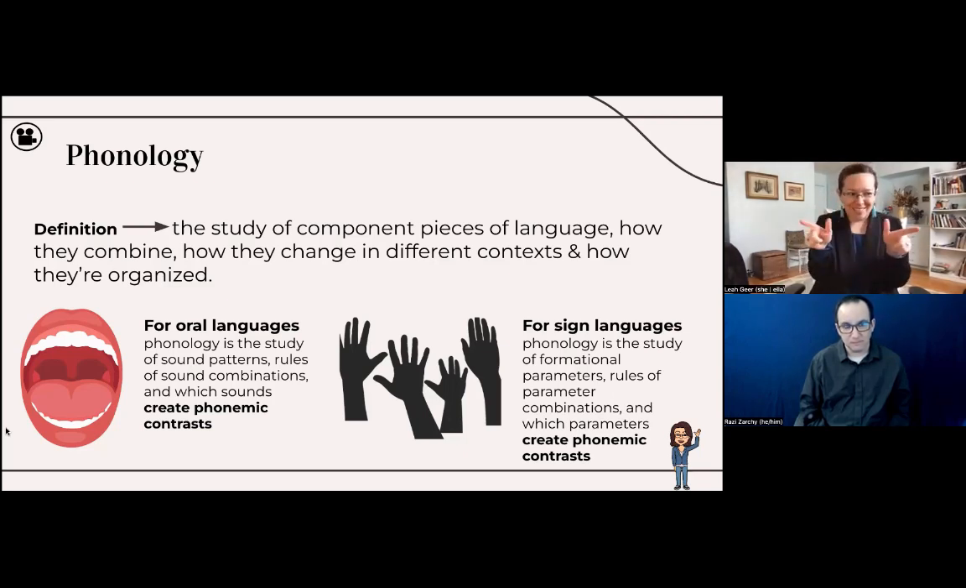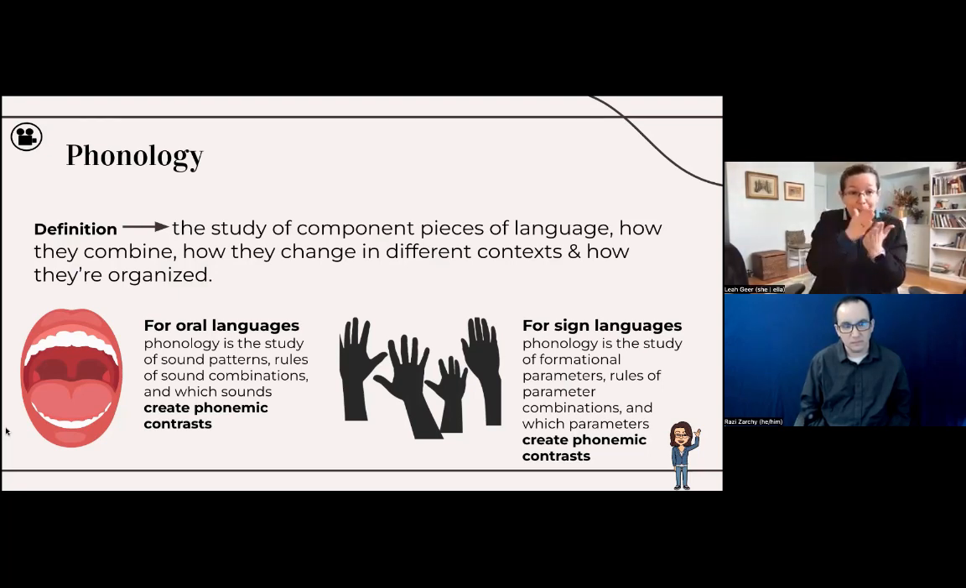So again, the definition here is the study of component pieces of language, how they combine, how they change in different contexts, and how they're organized. For oral languages, phonology is the study of sound patterns, rules, and sound combinations. And what it is that we invite you to think differently about, that phonology is not just for oral languages, that it's actually the study of the pieces of language, how they're ordered, how they combine, how they are put together to create their syntax.